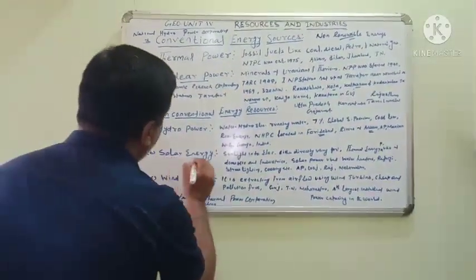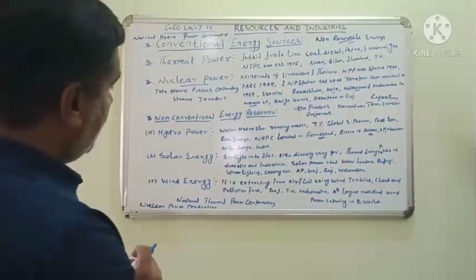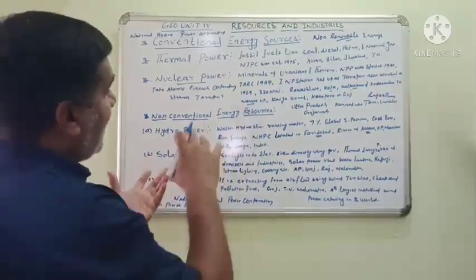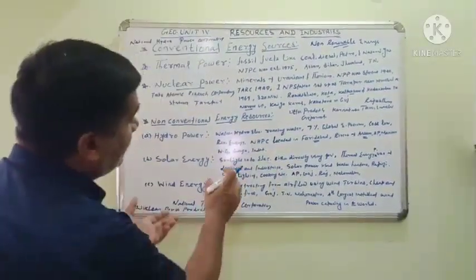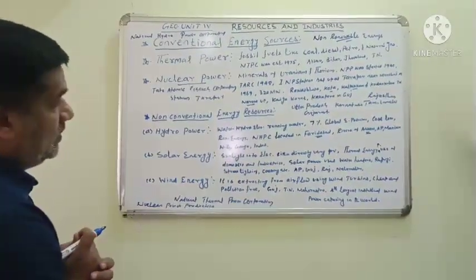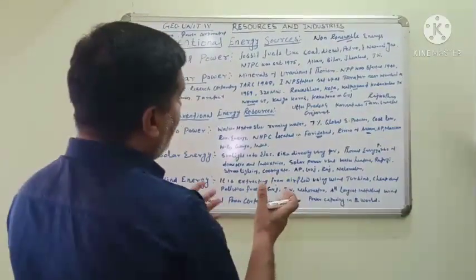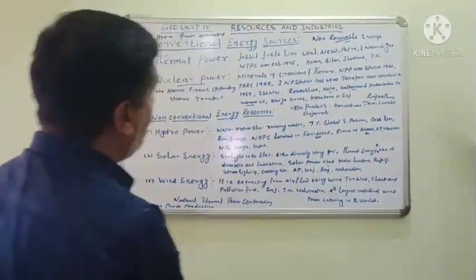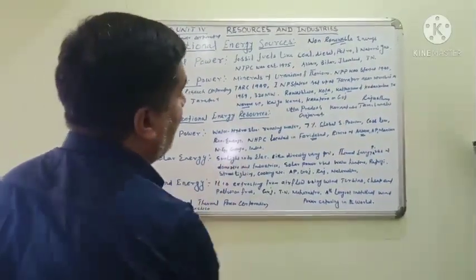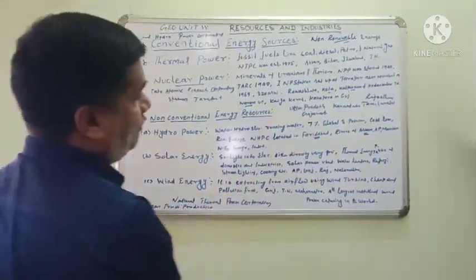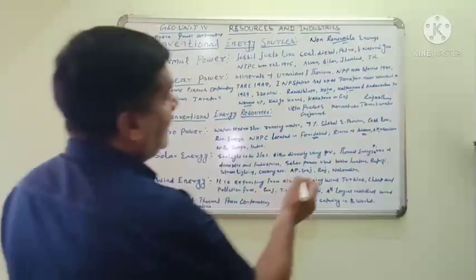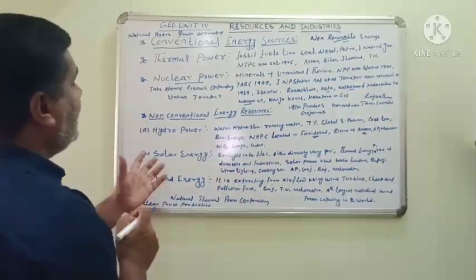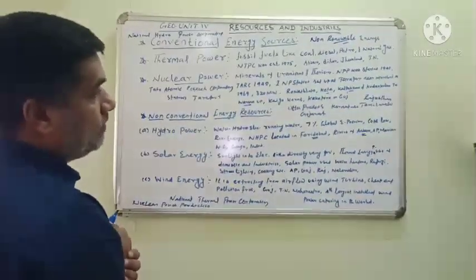Then solar energy. Solar energy is generated from sunlight and converted into electricity. We can get electricity directly using a photovoltaic cell. More and more electricity is generated from solar power.